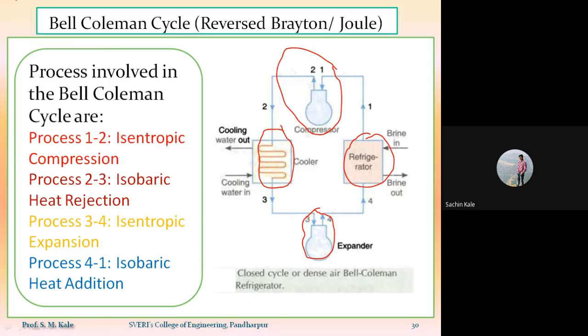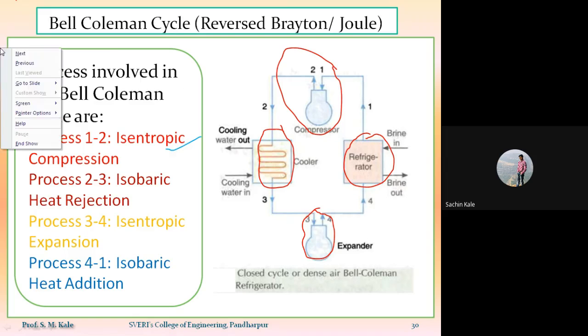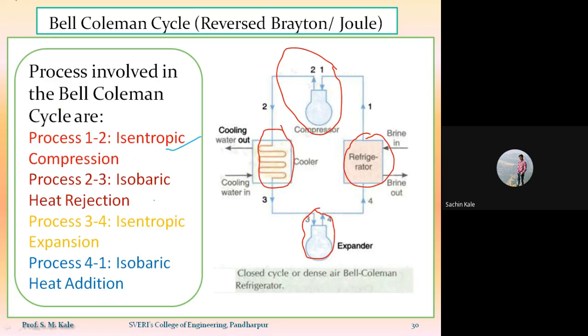So in case of reverse Carnot cycle, the first process was the same, isentropic compression. The second process was the isothermal heat rejection. So here, instead of isothermal, we are having the isobaric heat rejection process. That will be the only change. Then the third process was the same, that is nothing but isentropic expansion.